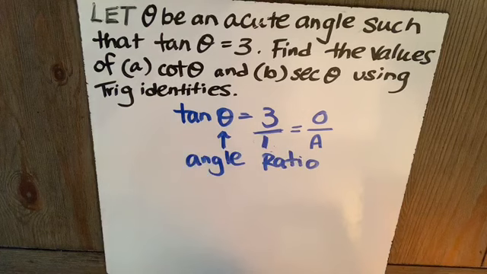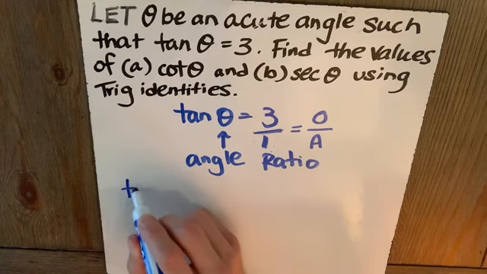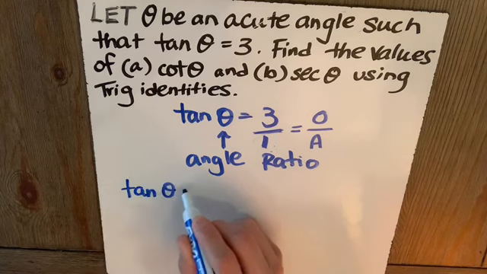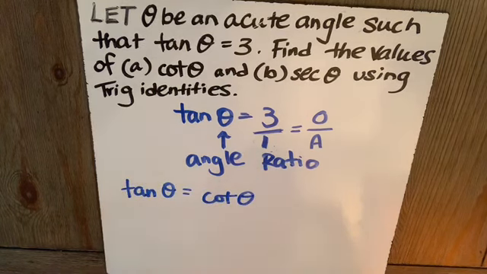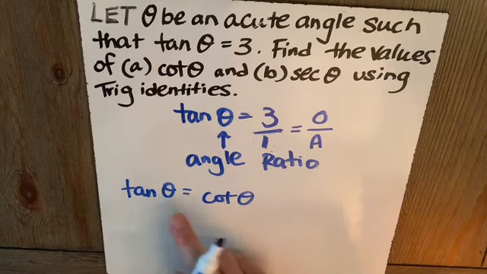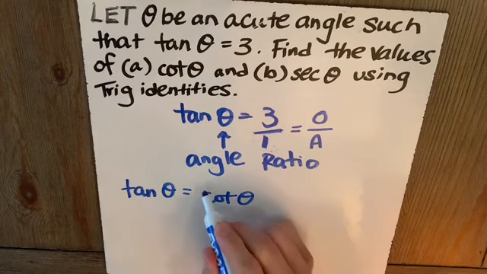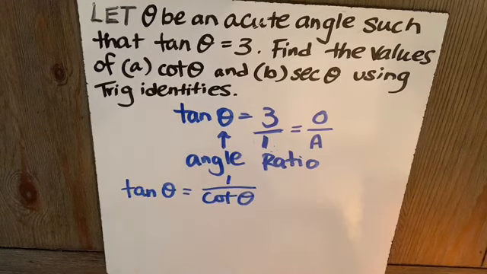Now, first find cotangent. I know that tangent and cotangent are reciprocals. I know that tangent of theta is equal to cotangent of theta. What a ridiculous statement. I know this is opposite over adjacent. This is adjacent over opposite. To make them equal, I have to put that in the denominator.